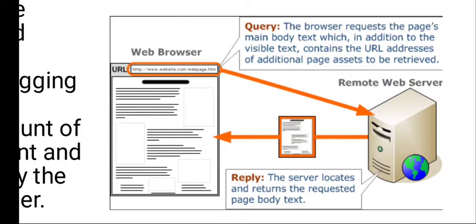So the browser requests the page's main body text, which in addition to the visible text contains the URL addresses of additional page assets to be retrieved. So this request reaches the remote web server. The remote web server locates and returns the requested page body text as a reply to the web browser, and the web browser will be able to show this text to you on your computer screen.